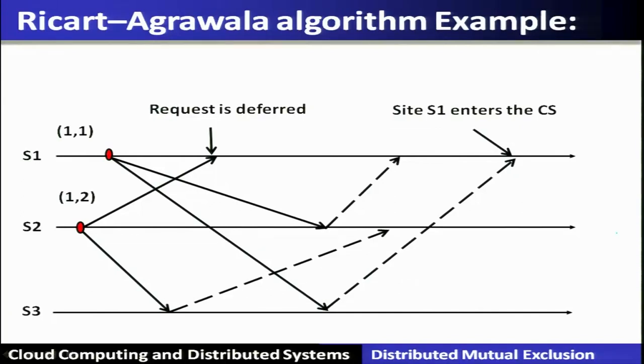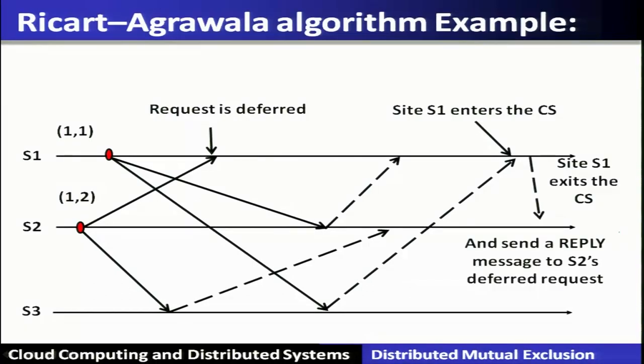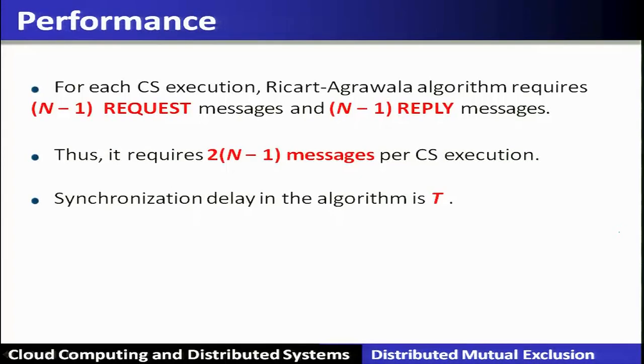Now, when S2 sends a request to S1, S1's timestamp, if you compare, is lower. So S2's request will be deferred. S1 will not send the reply back to S2. So S1 will enter the critical section, and after exit, it will send the reply back to S2, so that S2 can also enter the critical section.